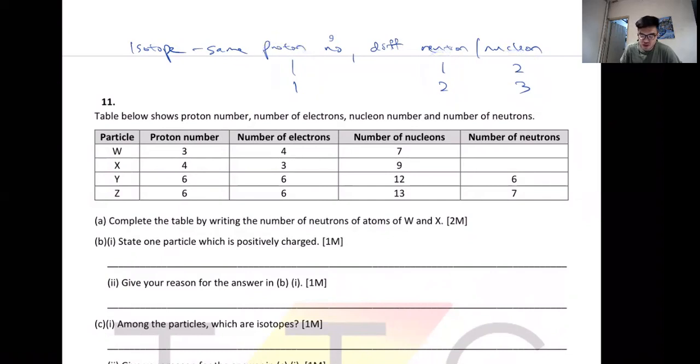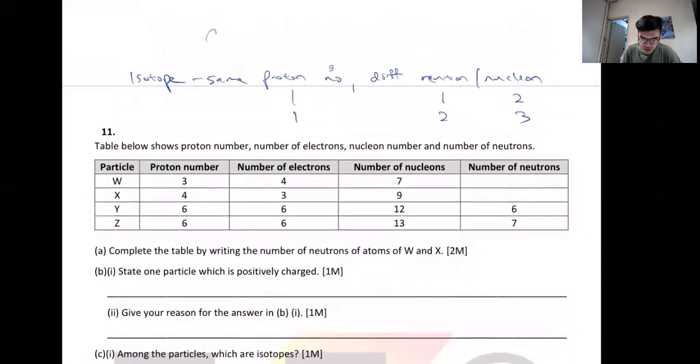Think of it this way: protons are like the boys in your class, neutrons are like the girls in your class, and nucleon number is the total number of students in your class. So if there is the same number of boys but a different number of girls, of course the total number of your class is going to be different. All right, so what is isotope?